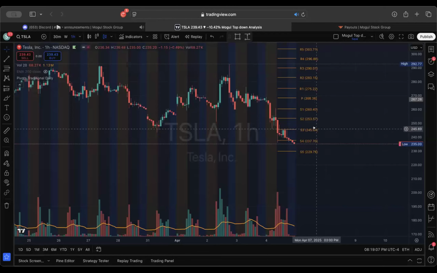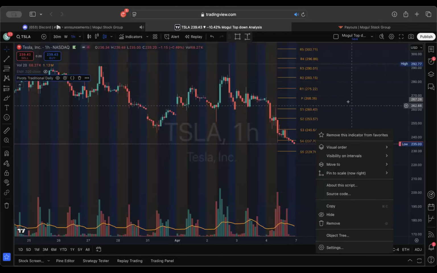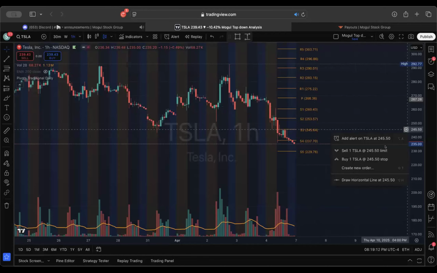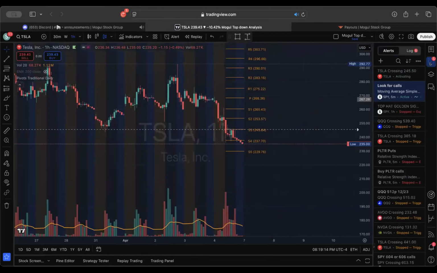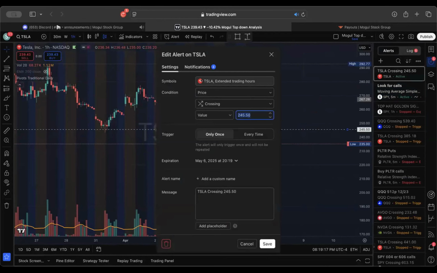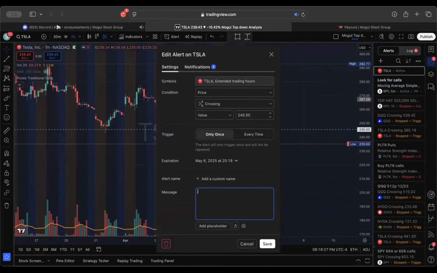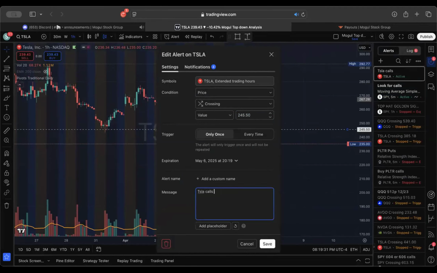One thing I like about TradingView is that you can right click these things or hit here and you can add an alert. I use alerts all the time. This is how I'm not married to my desk. So we have that 245.50. I'll do something like this, and the message will be Tesla calls, broke above pivot point. I would even sometimes get as crazy as putting in the contract, just as an example, 618 or something like that.